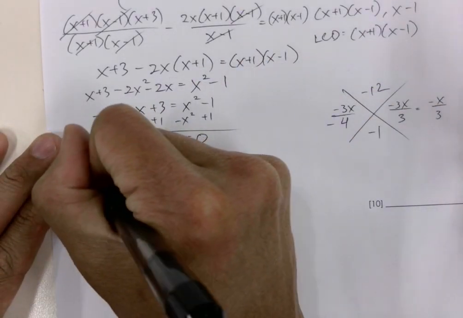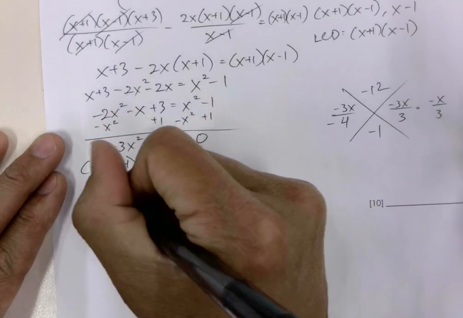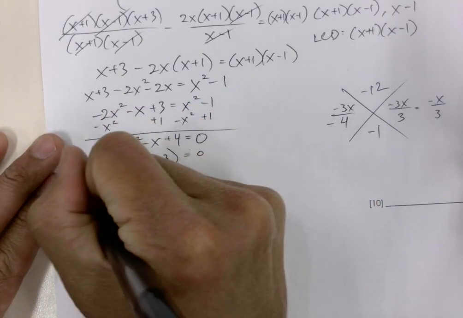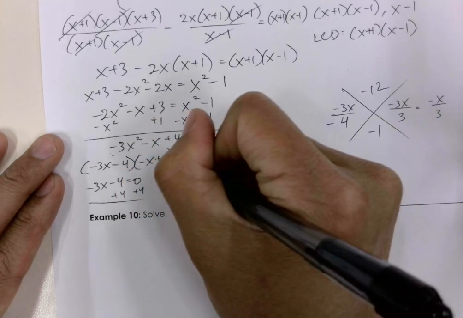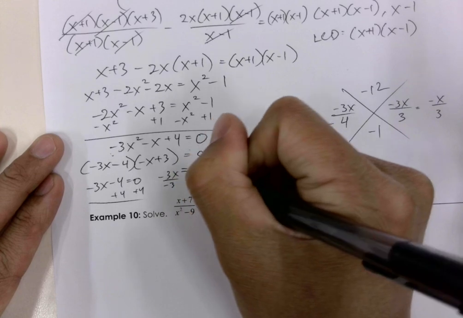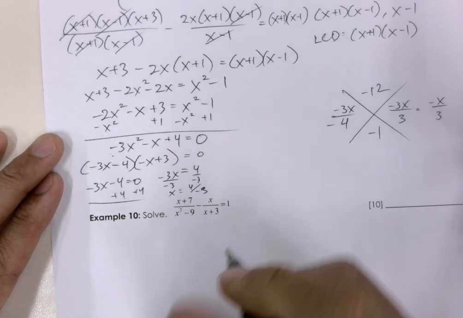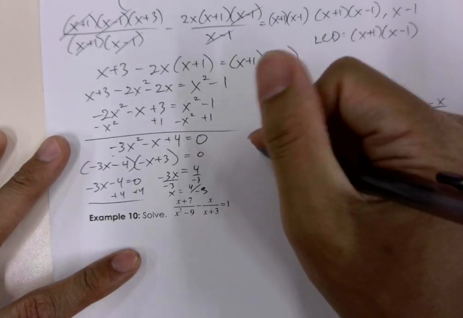So what do we have? We have negative 3x minus 4 is equal to 0. And let's go ahead and solve that. Plus 4 on both sides. We're going to get negative 3x is equal to 4, divided by negative 3. And we get x is equal to 4 over negative 3. Everything's all smushed together. But let's go and do the next one.